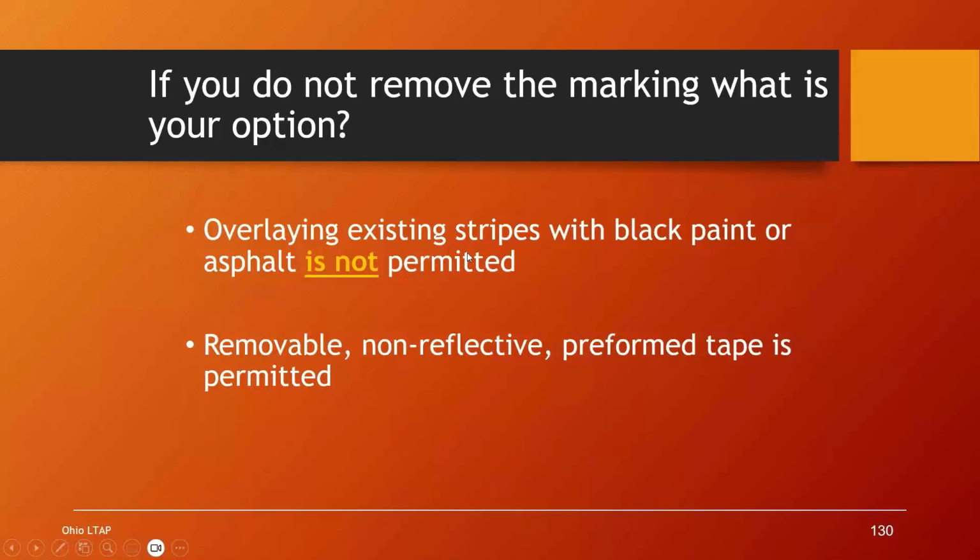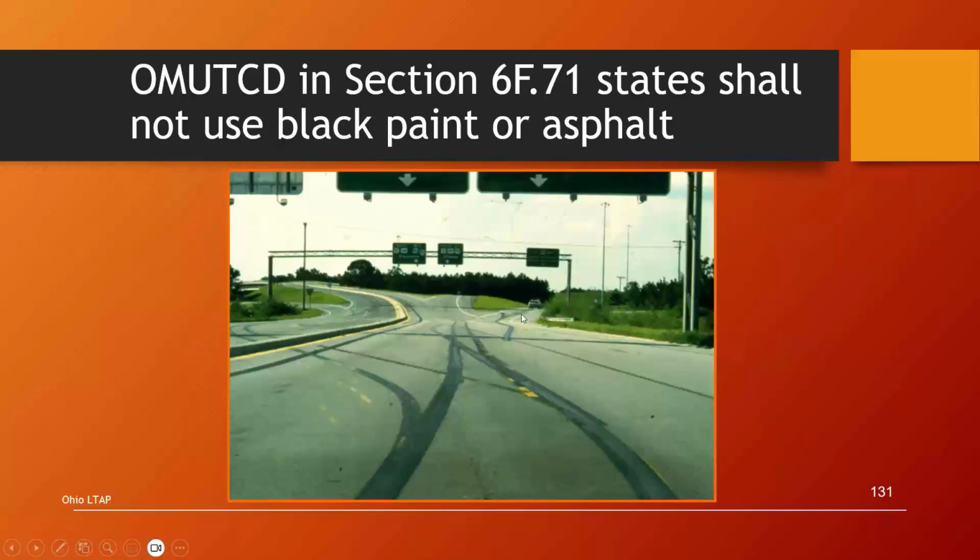And so we're not supposed to use black paint. The manual says you shall not use black paint to cover them up. And when we're putting down temporary, you are permitted to use preformed tape. So let's do some bad examples here. Here's what it would look like if you covered up pavement markings with black paint. It can be misleading and cause driver confusion.